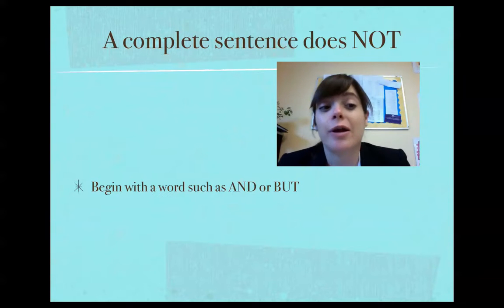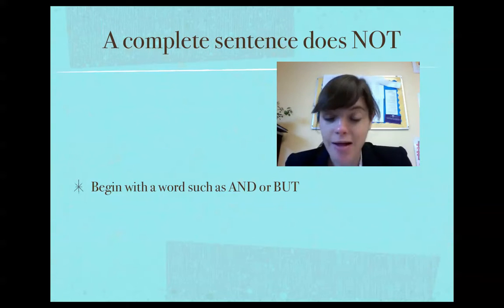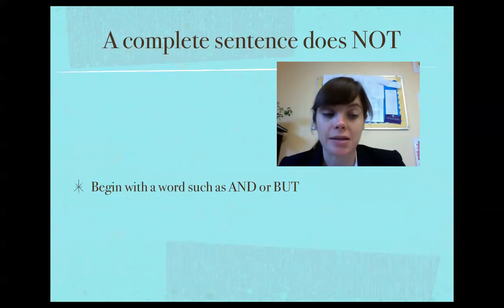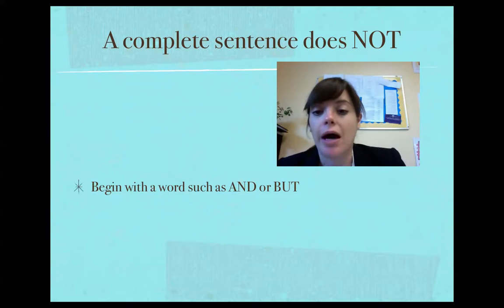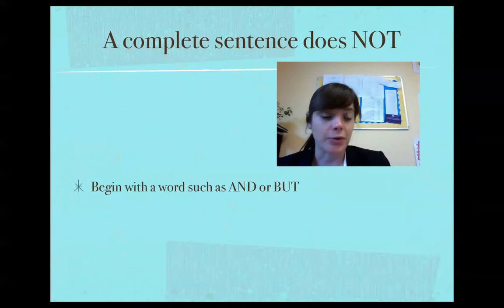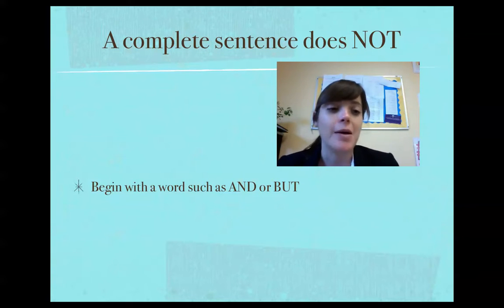Alright, now let's talk about what a complete sentence does not do. It should not begin with a word such as and or but. This is one I see y'all doing a lot. If you are a wonderful writer or poet and you're writing a short story or a poem and you're getting a little loose with some of your sentences and you want to start with and or but, that's fine. But if you're writing sentences or essays for school, you should pretty much never begin a sentence with either of these words.